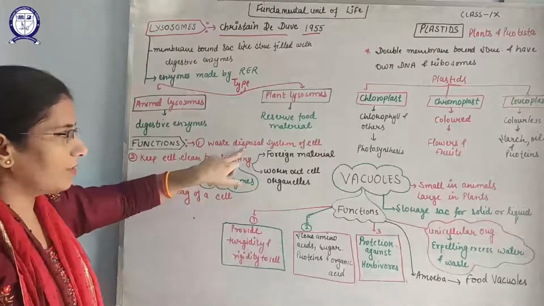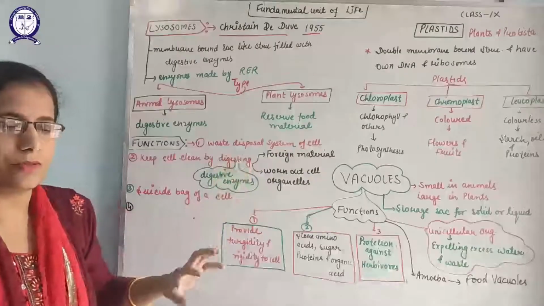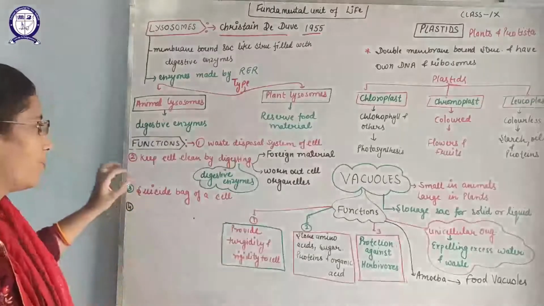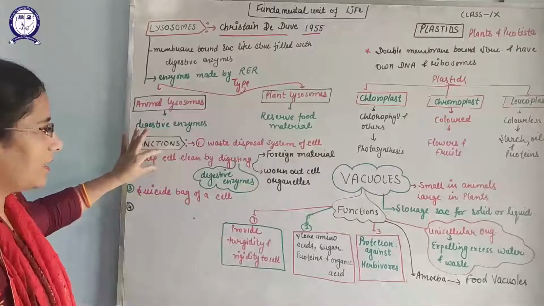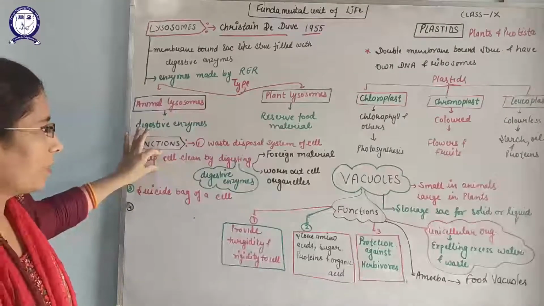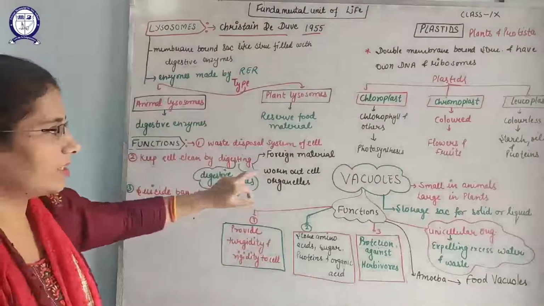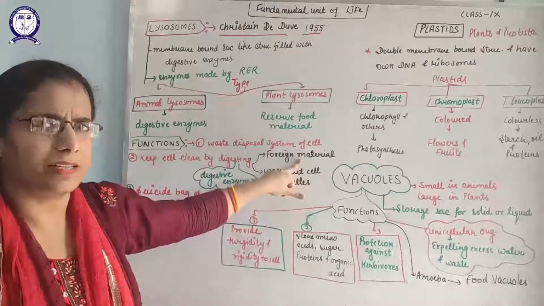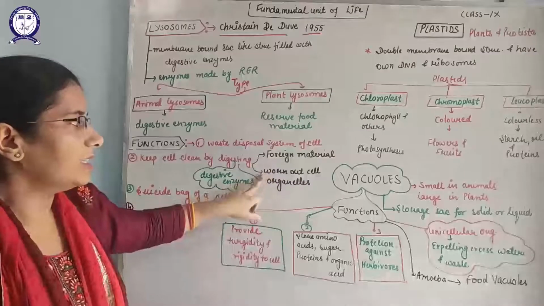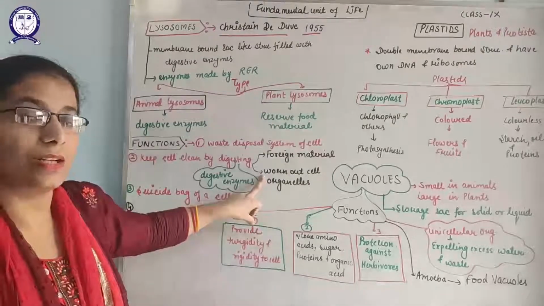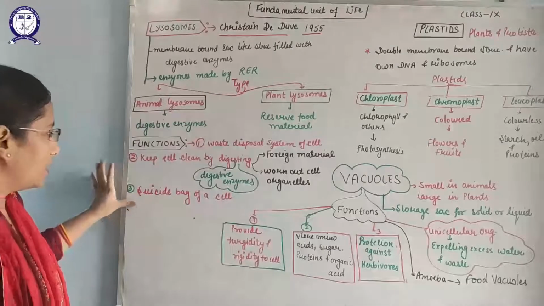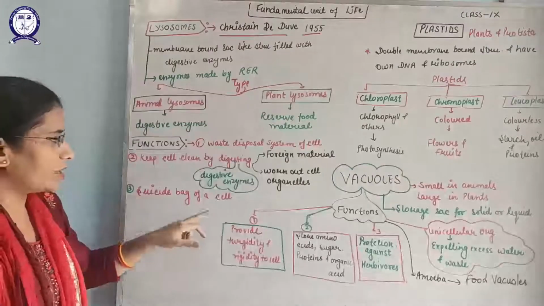Lysosomes act as a waste disposal system of the cell, where the cell can dump its waste inside the lysosomes. Secondly, these lysosomes keep the cell clean by digesting foreign material, that may be bacteria, protozoans or pathogens that enter into the cell. Third, these can digest worn out cell organelles, which means it acts as a cleaner of the cell. Next, these act as suicidal bags also.